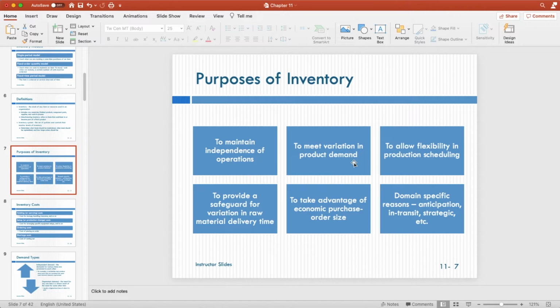We really need inventory because we don't want to lose money due to this uncertainty. This uncertainty is from demand fluctuation. But we may actually have some uncertainty from other sources. Another source is to allow flexibility in production scheduling. So let me give you a quick example about this reasoning.